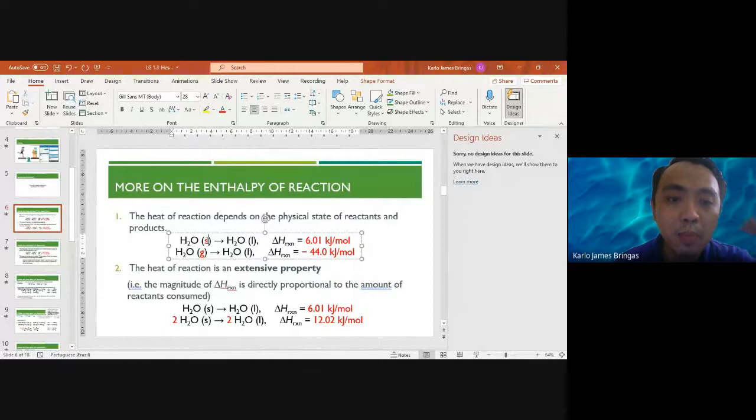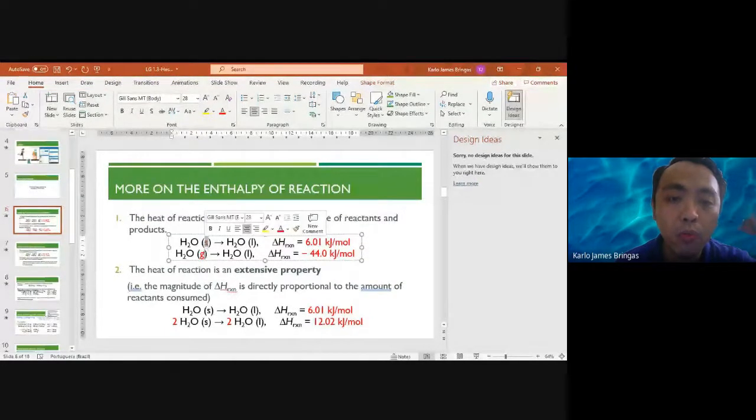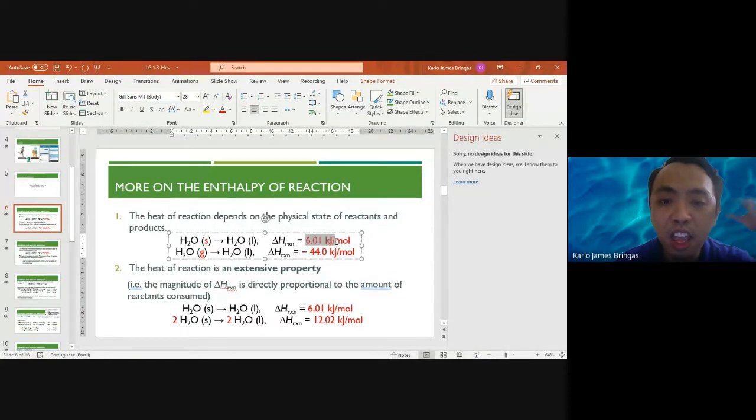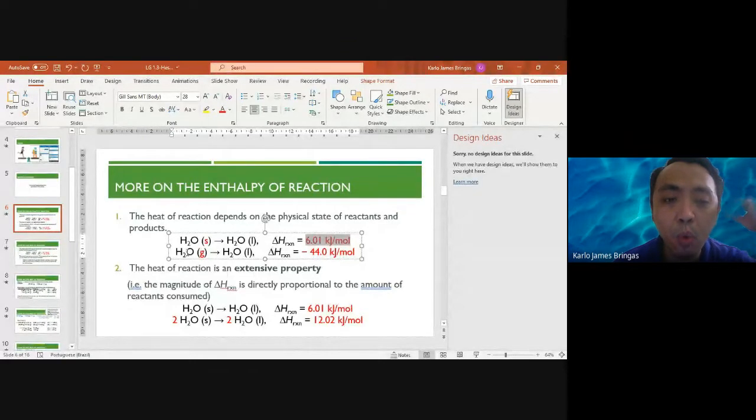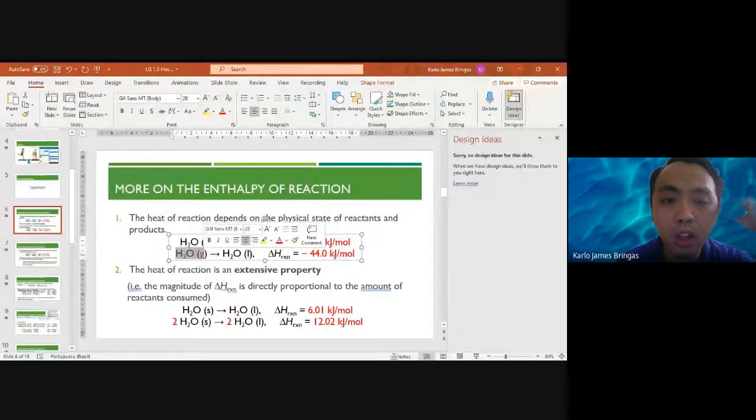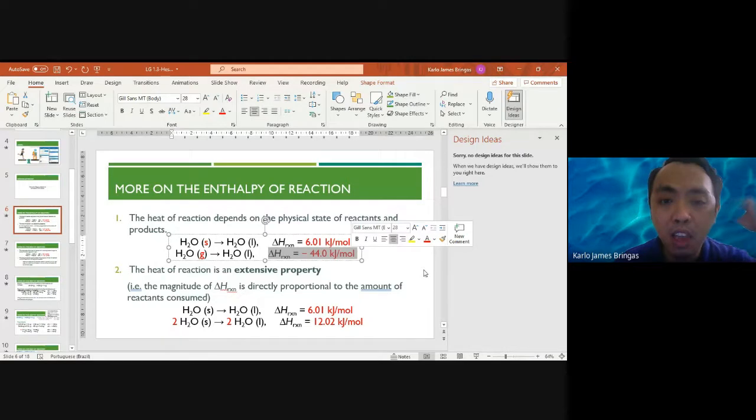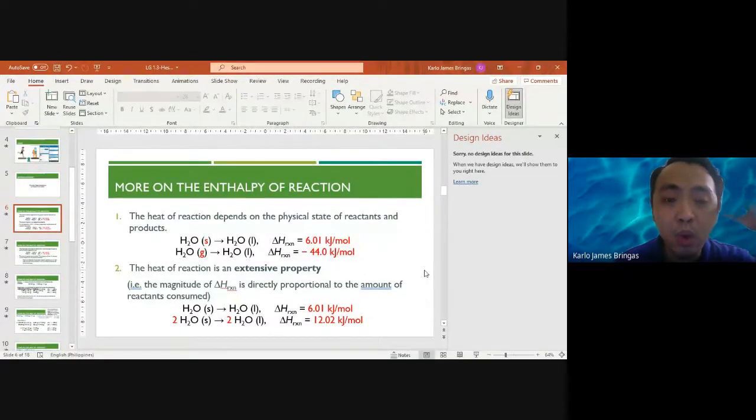Notice that just by changing the state of one of the chemical species involved, our delta H changed in value. So when you have solid water, the ice, turning into liquid water, its delta H is very much different from the delta H if you have water vapor turning into liquid water. So the physical state of our reactants and products is very important and should always be specified in our thermochemical equation.